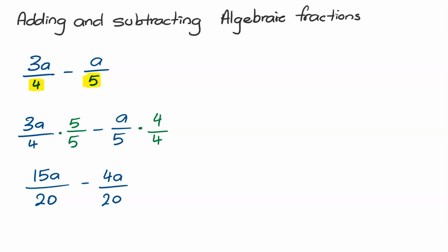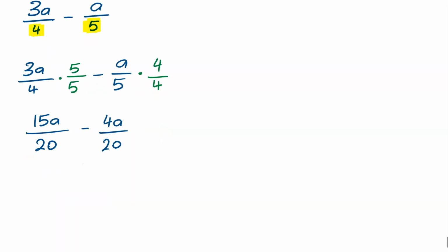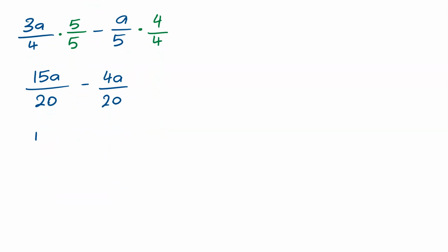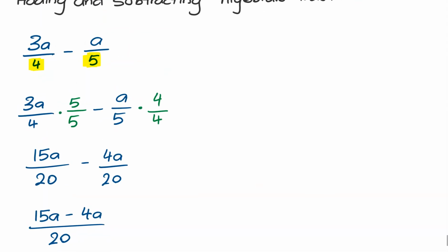All right? And then we can go through and simplify it. So we can put this under one fraction, so 15a minus 4a over 20, and we just subtract like terms, so both of them have a's, so we get 11a over 20, and that's our answer simplified as well. If we could simplify further, we can, but we couldn't in this situation, so that is our final answer. So that's an example of how we add or subtract, and adding is the same process.